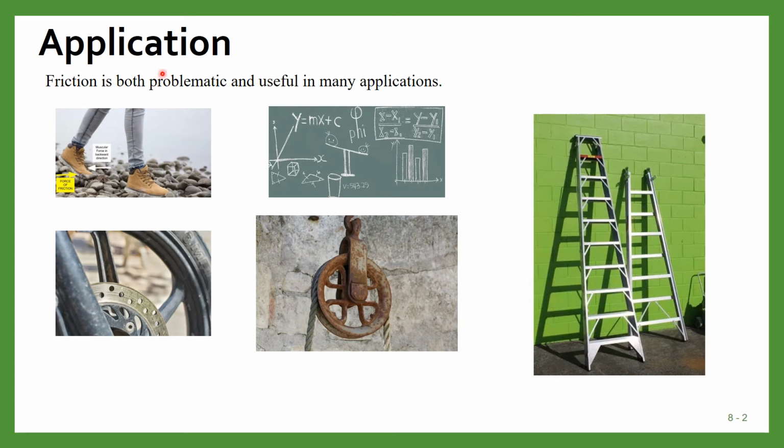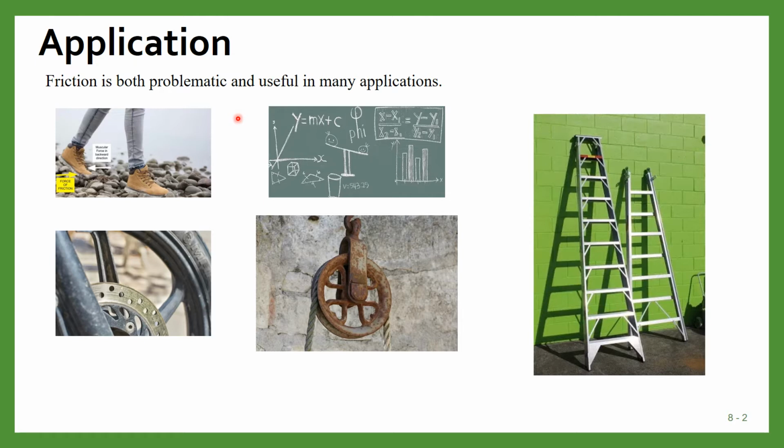Friction is both problematic and useful in many applications. Whenever there are moving parts, like the piston and cylinder in an IC engine, or journal and bearings, they have relative motion. In that case, we want less friction so that we have fewer losses.